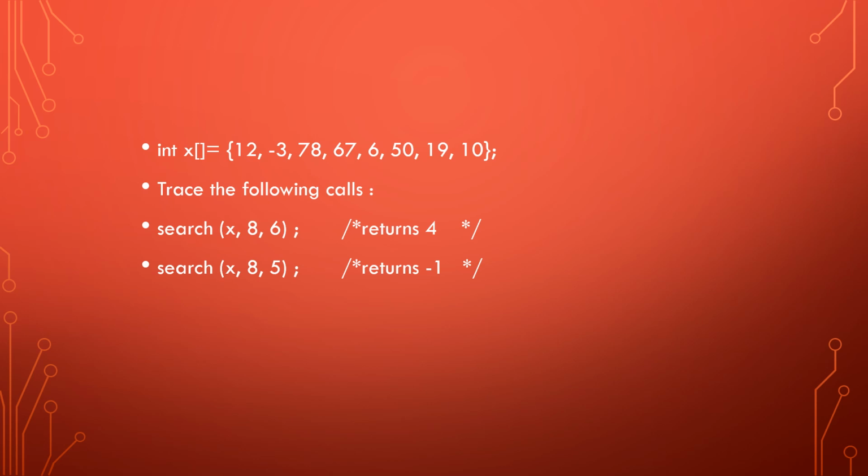Let us take this example and find out what the return values are with the above function definition. We have taken an array X of the following elements, and we are tracing the following calls. Search X, 8, 6 returns 4, as it is found at the fourth position. Search X, 8, 5 returns -1 because the element 5 is not present in the array.